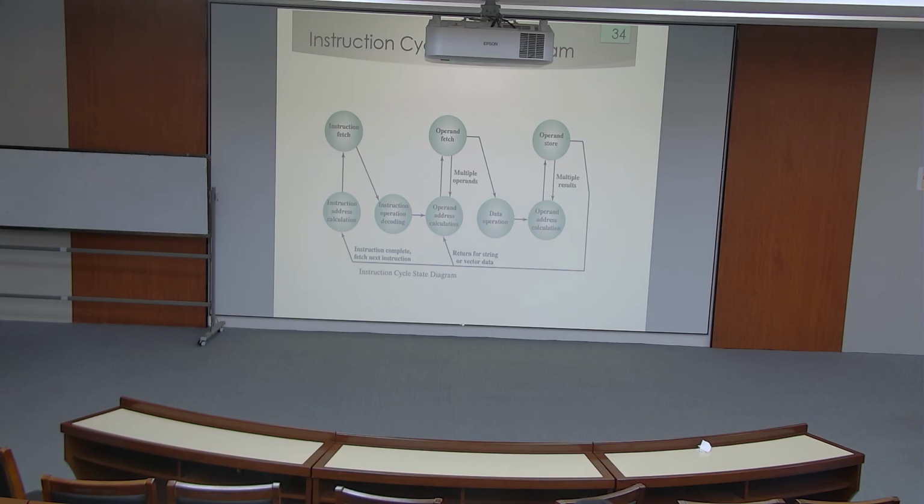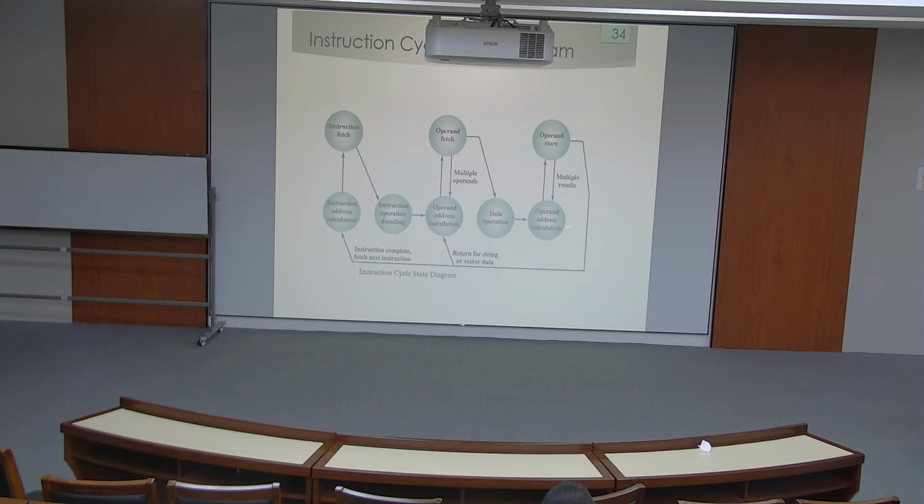Instruction cycle state diagram. There is first instruction fetch. Once the instruction is fetched, instruction operation decoding needs to understand what the opcode means. Then there is operand address calculation to make sure that the microprocessor has the address of each operand. If there are many operands, they need to fetch operand for each operand.